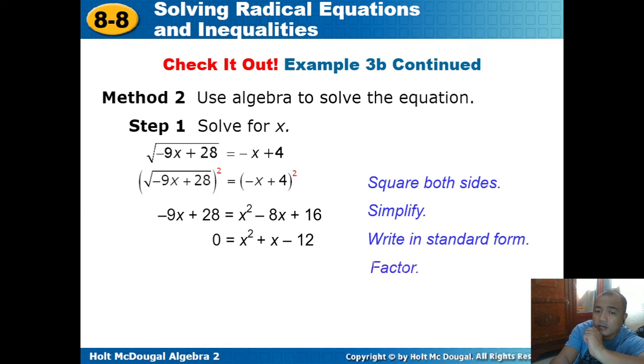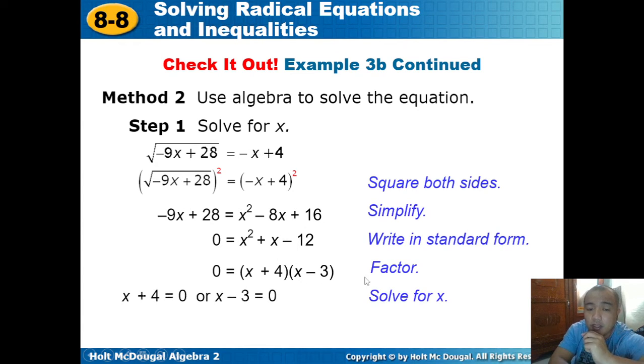Then, by factoring, here, what are the factors of negative 12 whose sum is 1? 4 and negative 3, diba? 4 times negative 3 is negative 12. 4 plus negative 3 is 1. So, by zero product property, x plus 4 equals 0, x minus 3 equals 0. Then solving for x equals negative 4 or x equals 3. So, negative 4 and 3 are the solutions.